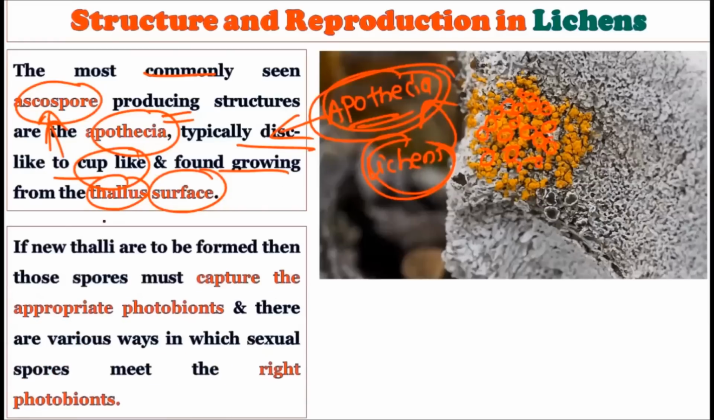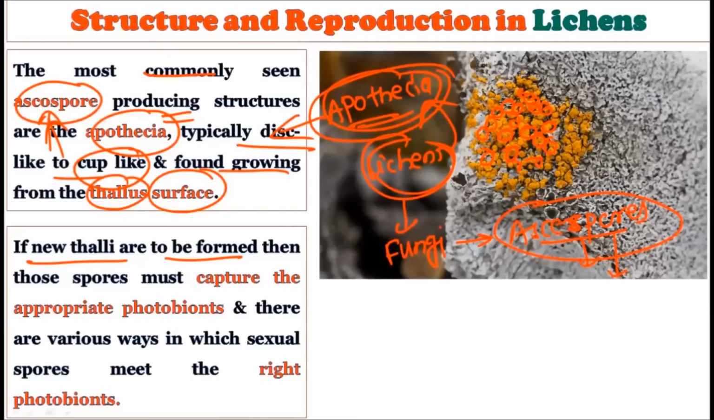Okay, now see, if the new thalli are to be formed, very important. Now we are seeing that the sexual reproduction is only happening in the fungi, and they are creating ascospores if the fungal partner belongs to the ascomycetes. Okay, so ascospores are created. Now see, the ascospore is a typical fungal spore, right? If they germinate, they will create only the fungi. How will they create the lichen thalli?